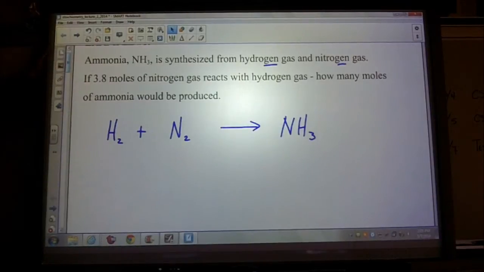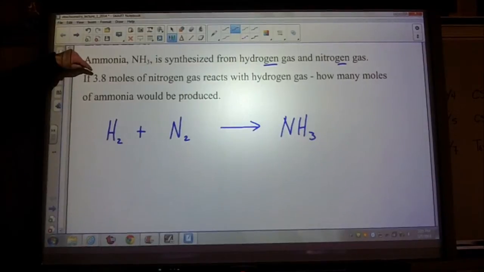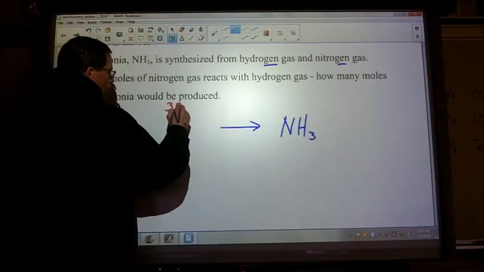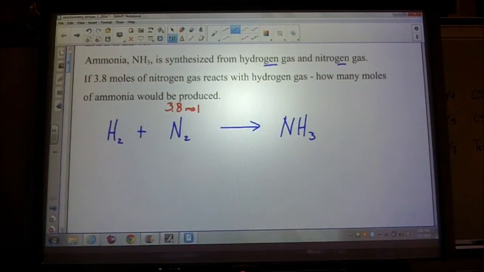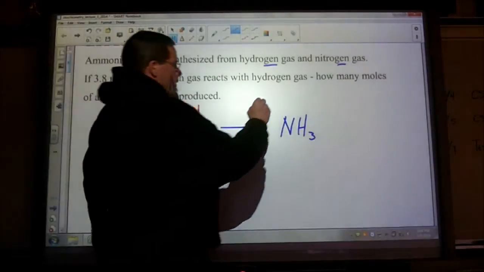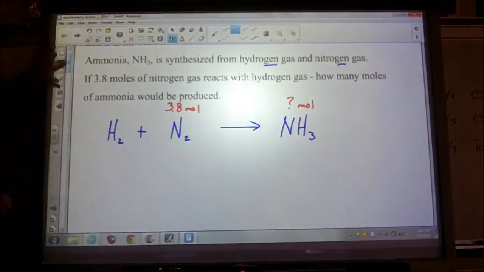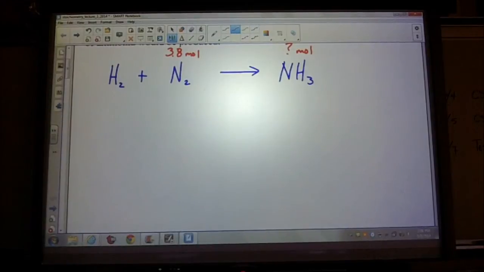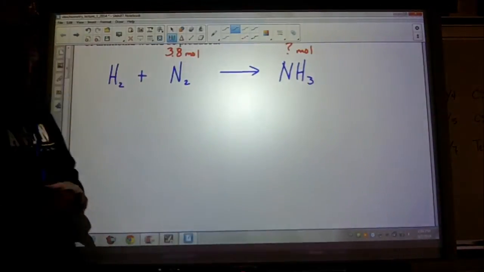Also, what I highly recommend is write down the information that's given. So it says 3.8 moles of nitrogen. So this is information that's given to you. And what's the question asking? How many moles of ammonia would be produced? Good. So how many moles? Once you have that, theoretically, you don't need to see the question anymore. Once you've written down the balanced equation and what you know or what you're looking for, there's no reason to go back to the question.